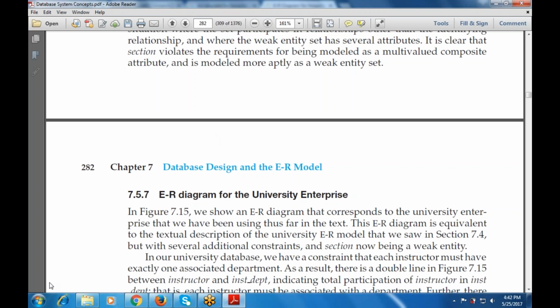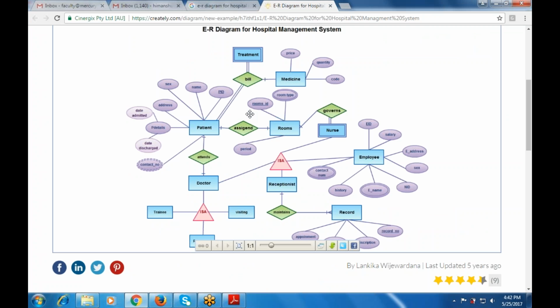Now, let's see one example over here. This is the ER diagram for a hospital management system. There is a treatment, there is a medicine, there is a patient. These blue rectangular boxes are known as the entities: treatment, patient, medicine, rooms, nurse, employee, receptionist, doctor, trainee, visiting, record, permanent. Now these are the various attributes, denoted by the oval shape. And this is the relationship in between. There is an is-a relationship.